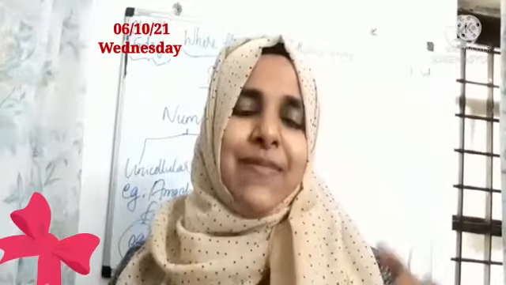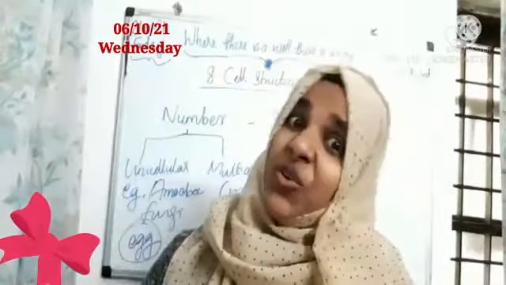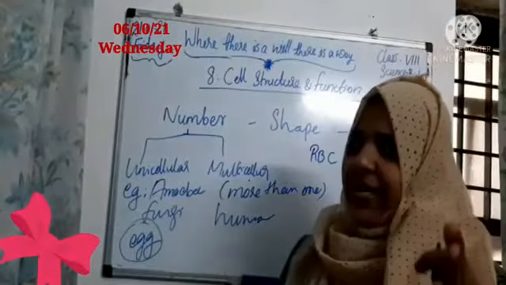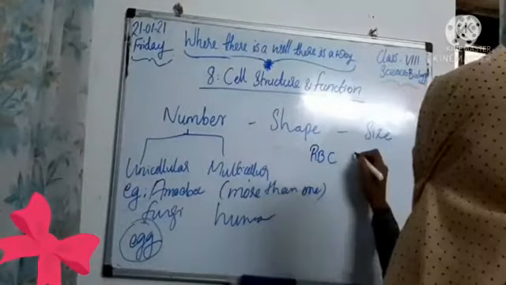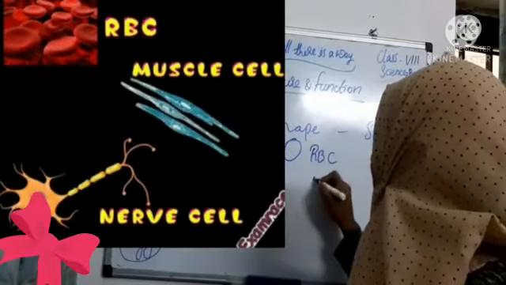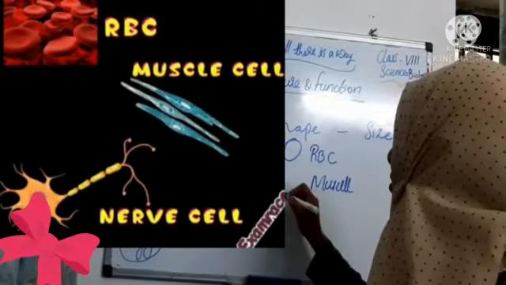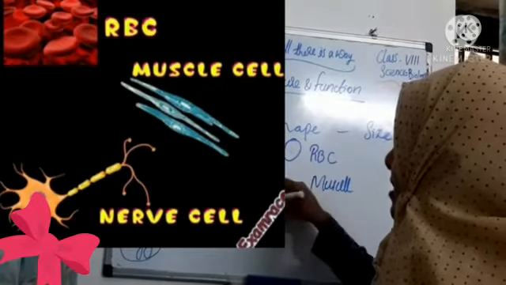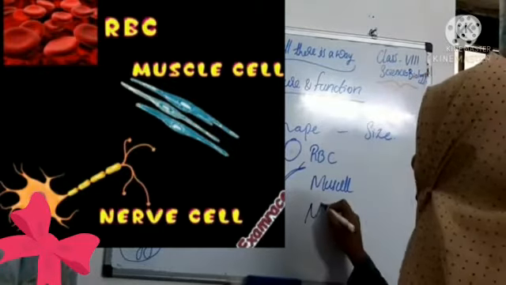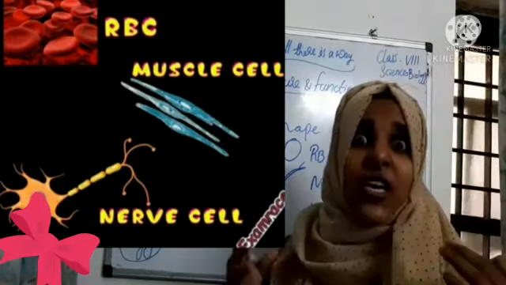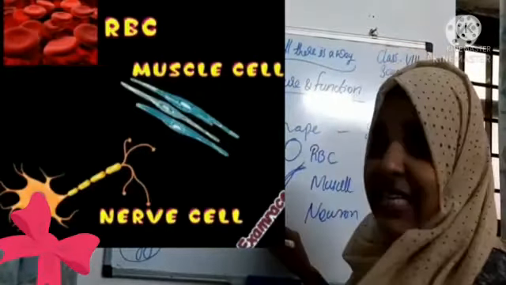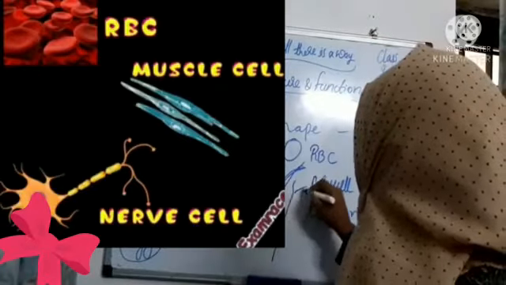But in our human body, some cells have a definite shape. Let's check what they are. Okay, RBC. Have you heard about RBC? Yes, right. That is red blood cells. It is spherical in shape. Then muscle cells. Muscle cells in the human body are spindle shaped. Then neuron cells. The neuron cell is the longest cell in the human body. Its shape is long and branched.